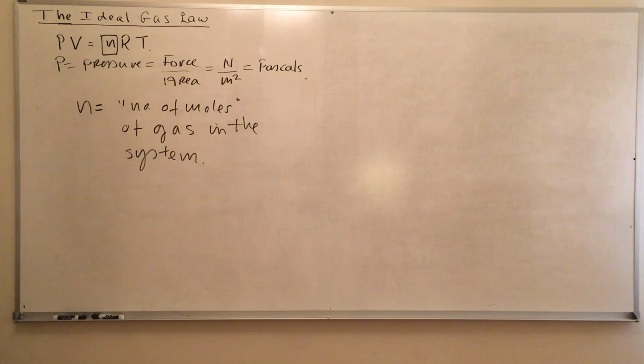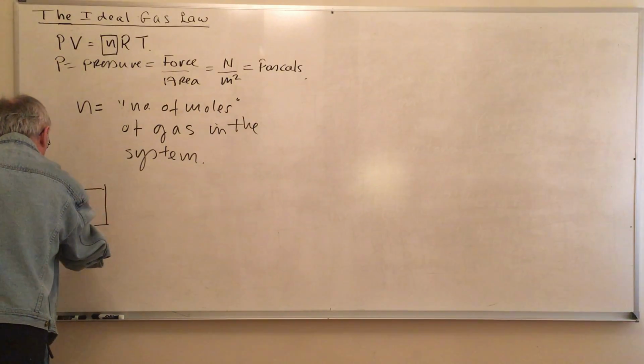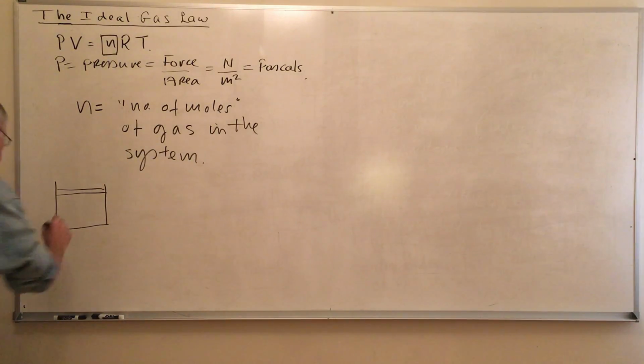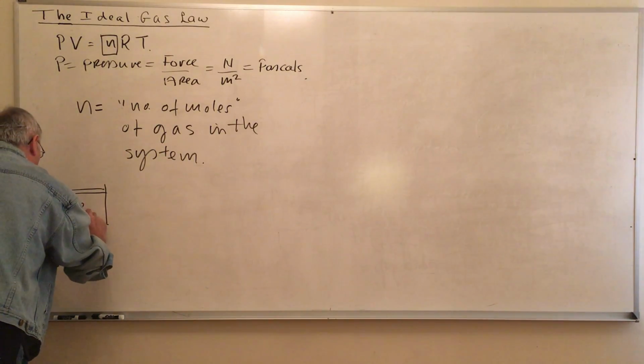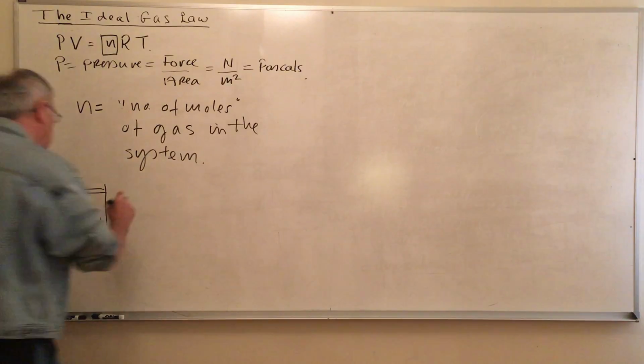N is the number of moles of gas in a system. Our system consisted of a cylinder and a piston, which was free to move depending on the change of the volume, the pressure, or the temperature of our gas. No particles can get in and out of the system.